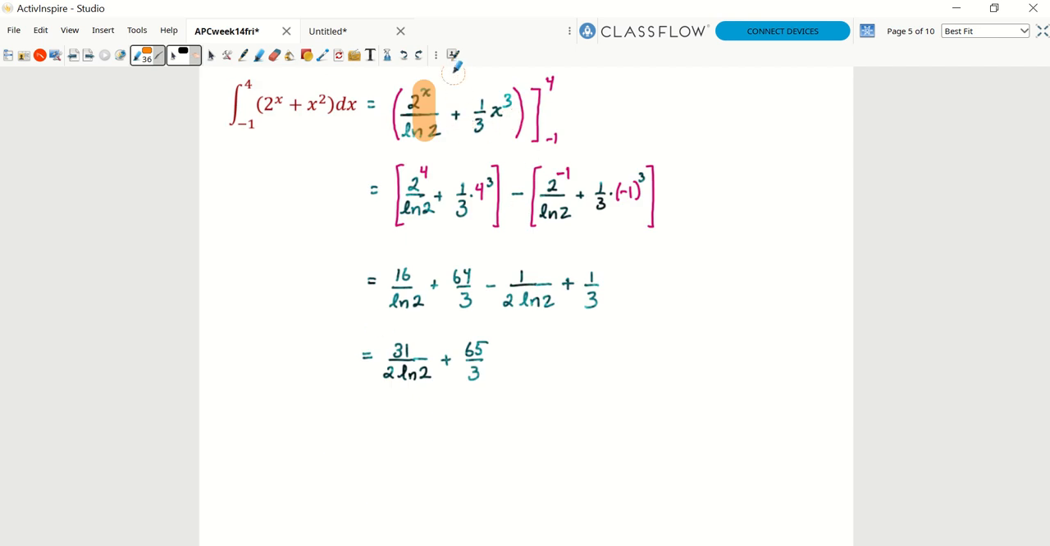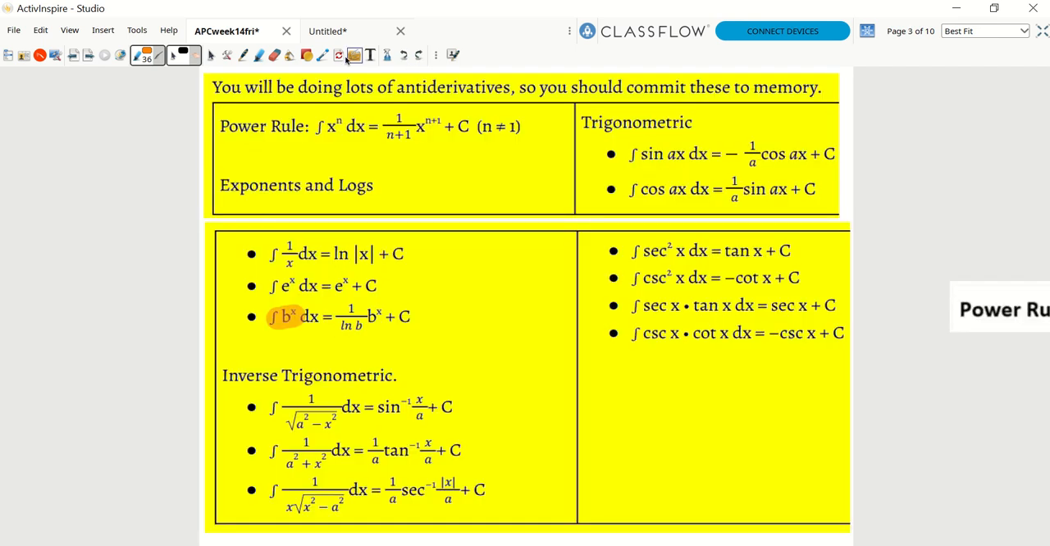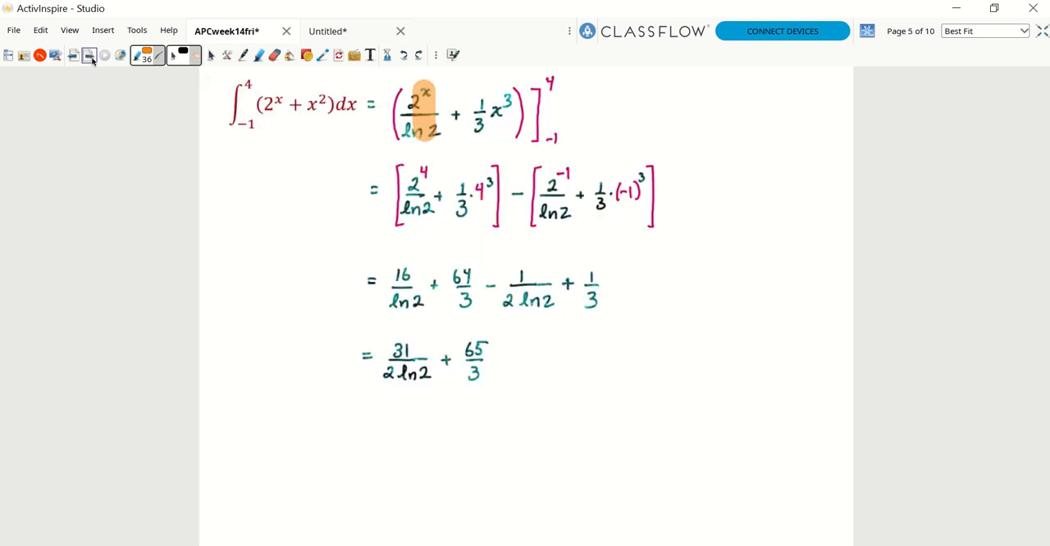Anyhow, and then you plug in the upper bound. Whoops. You plug in the upper bound over here. You plug in the upper bound to here, and you get this. You plug in the lower bound into here, all right, and you get this. And then you subtract the two with each other, okay?